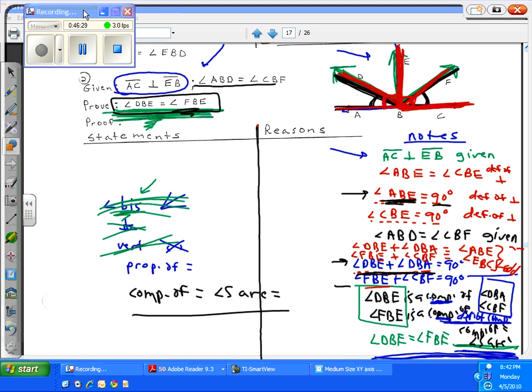Well, how am I going to bridge the gap from here to here? Well, this says that big one is 90. This says the sum of the two little ones is 90. This one says that the sum of the two little ones is equal to the big one. That means I can put the sum of the two little ones in place of the big one. When we replace the big one with the sum of the two little ones, that's substitution.